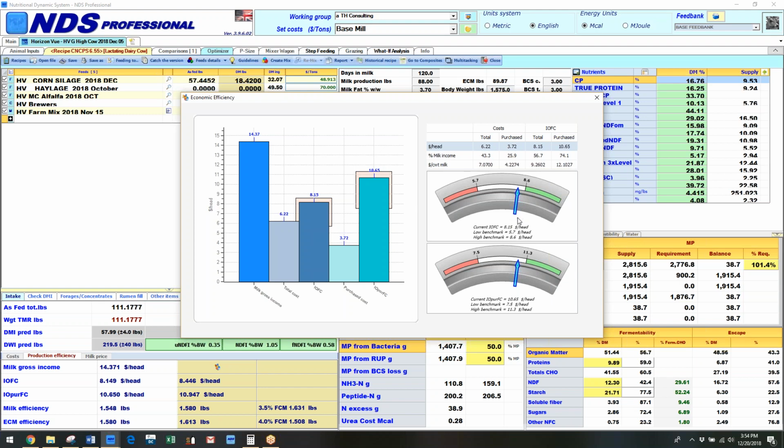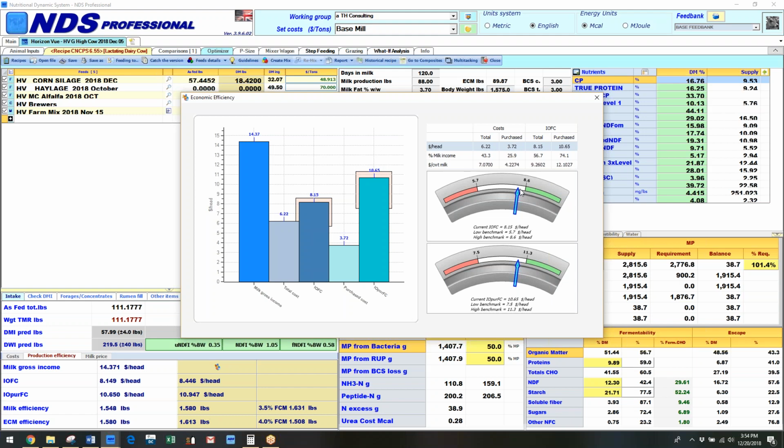So this needle basically is telling us, how are we doing economically? The total cost of the diet in relation to the gross income of the milk. Again, feed price makes this go south. Milk price makes this go south. Too much intake, not enough milk makes this go south. So it's not a one-time barometer check.